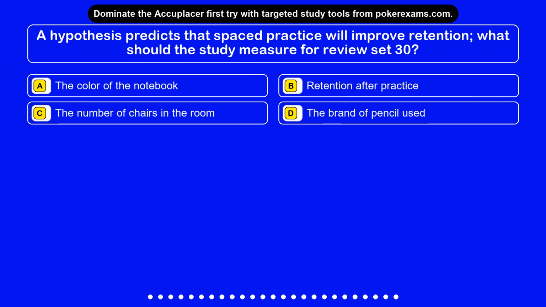Question 25. A hypothesis predicts that spaced practice will improve retention. What should the study measure for review set 30? Option A, the color of the notebook. Option B, retention after practice. Option C, the number of chairs in the room. Option D, the brand of pencil used.